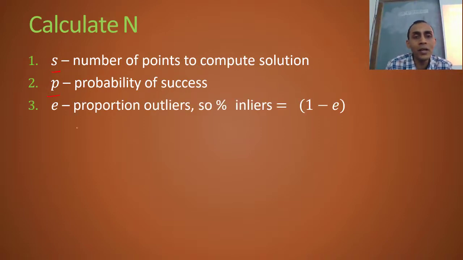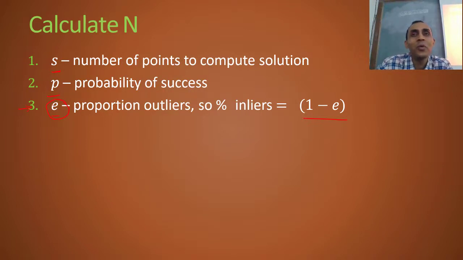And we need the ratio of the outliers. So we'll call it E, which is the proportion of outliers. So inliers will be 1 minus E, because this is the probability, the ratio, so 1 minus E will be the inliers. But we don't know E. If you already knew which is the inlier and which is the outlier, our problem was already solved. So actually we don't know which are outliers and which are inliers.